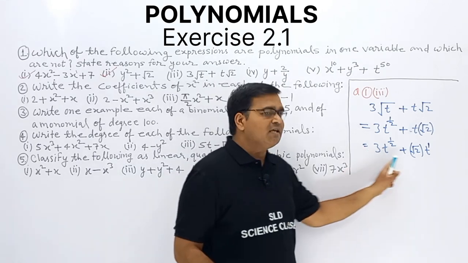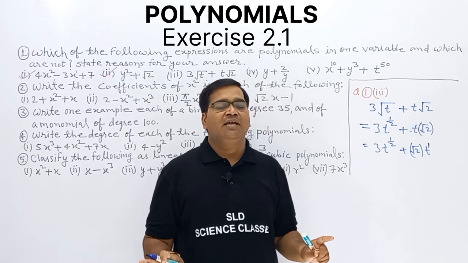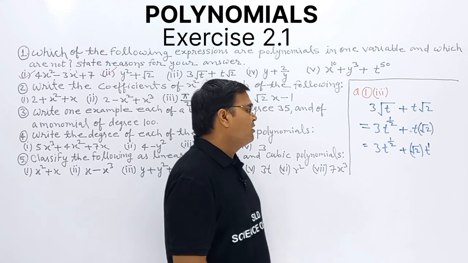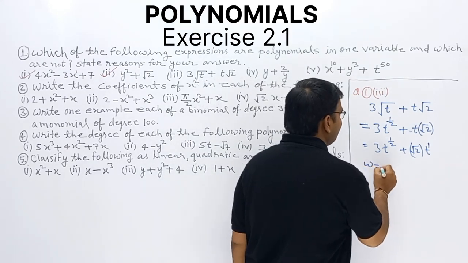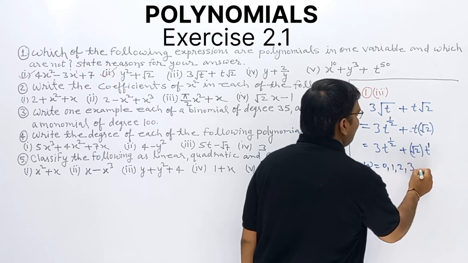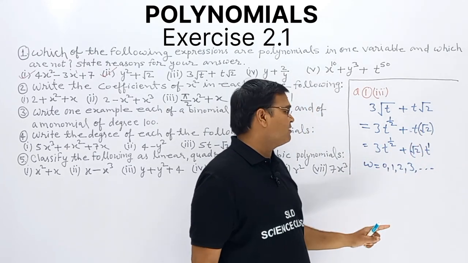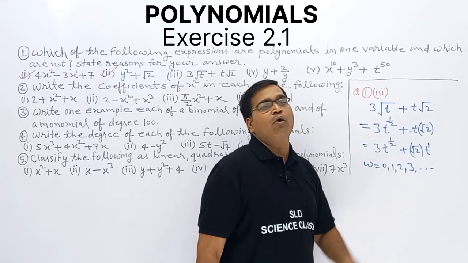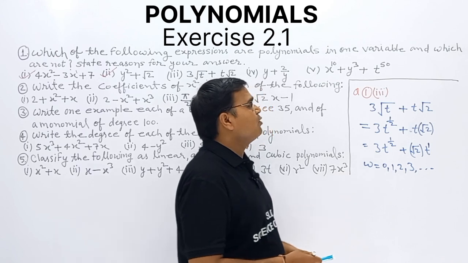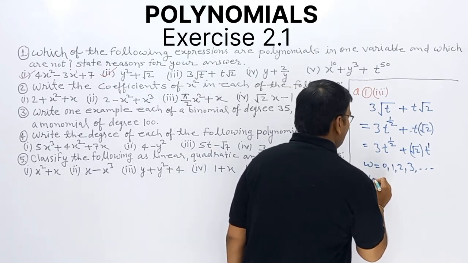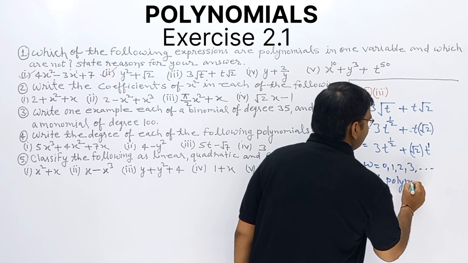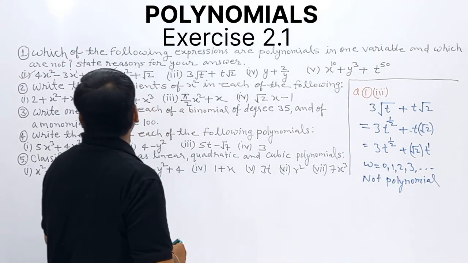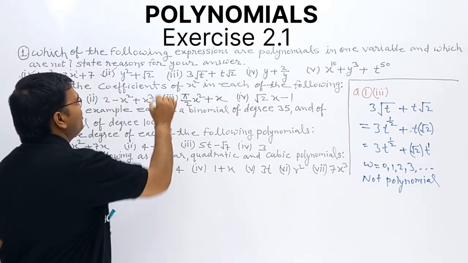No. It is an algebraic expression, that's okay, but the power of a variable should be a whole number like 0, 1, 2, 3 and so on. But in this expression we are having power 1 by 2, which is not a whole number. So we can say this one is not a polynomial. So question number 1, part 3 is not a polynomial.